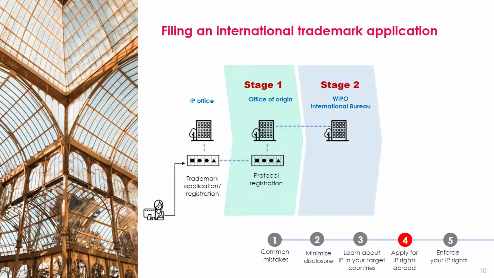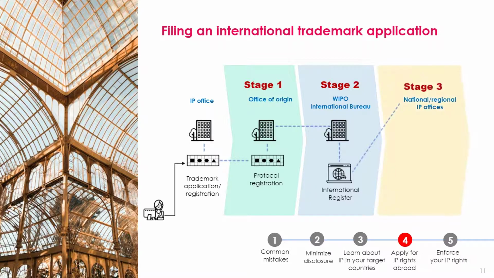Stage 2. The International Bureau will conduct a formal examination, and if the application meets the applicable requirements, the International Bureau will register the trademark in the International Register and notify the IP offices in all the territories where you are seeking protection for the trademark.